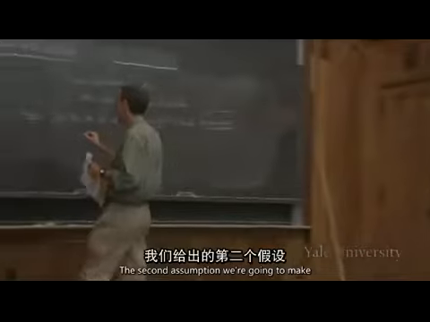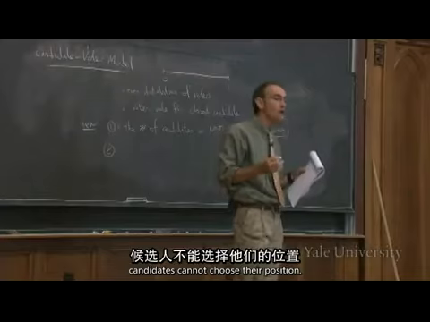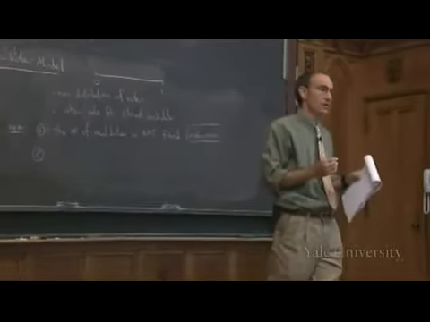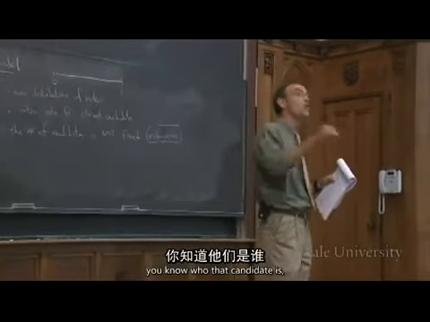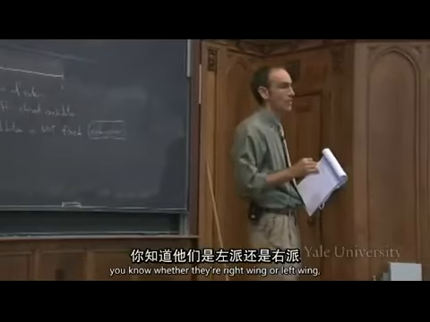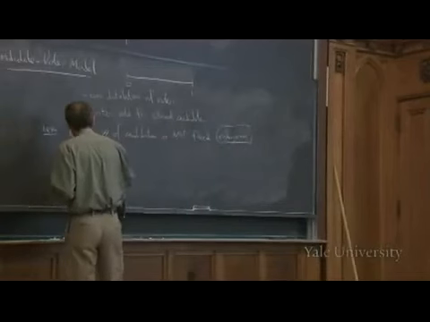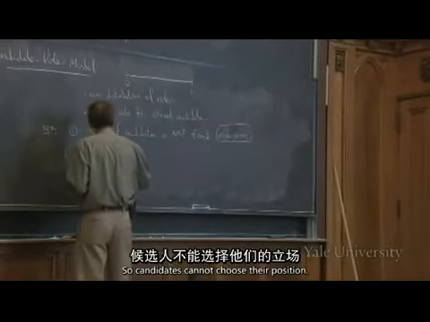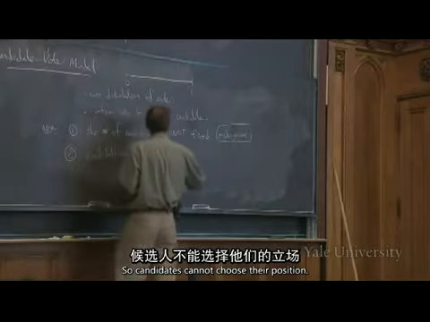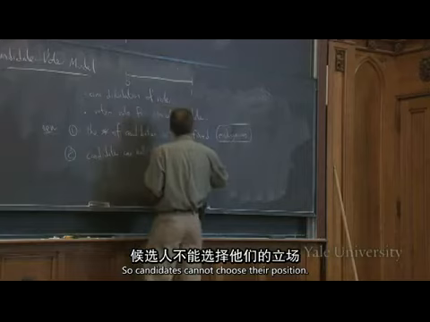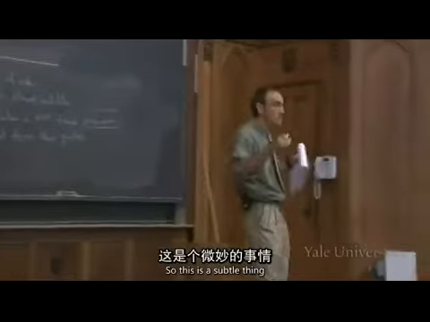And the second assumption we're going to make, which is new, is that candidates cannot choose their position. The idea is, any candidate who stands in this election, you know who that candidate is. You know whether they're right wing or left wing. So they can't tell you they're something else. So candidates cannot choose their position.